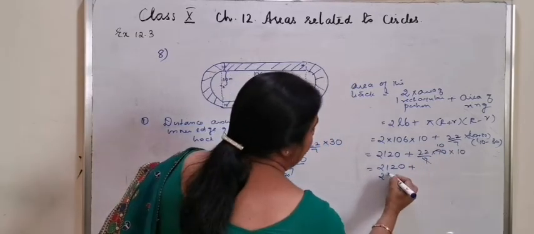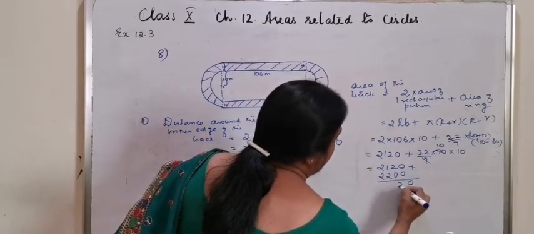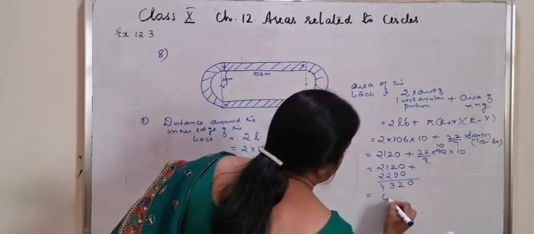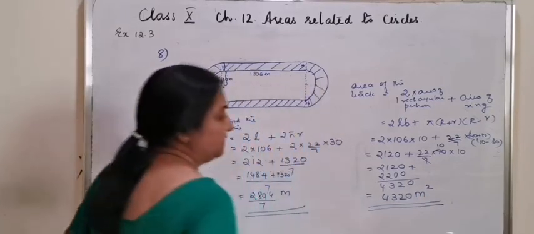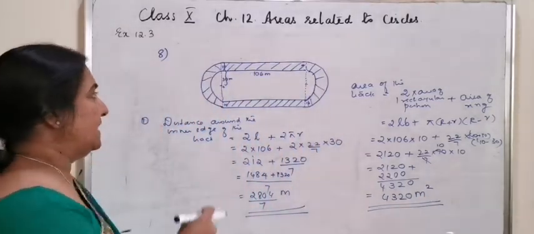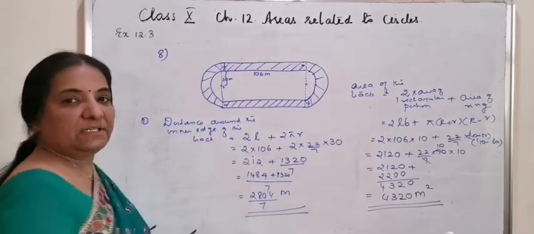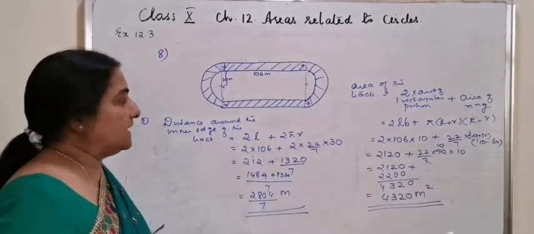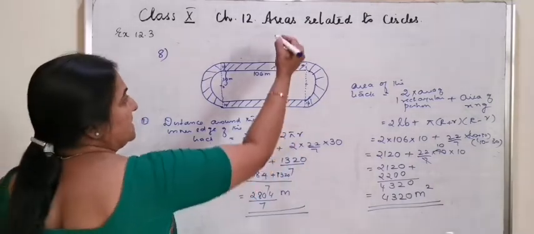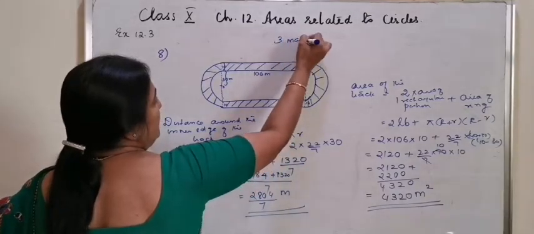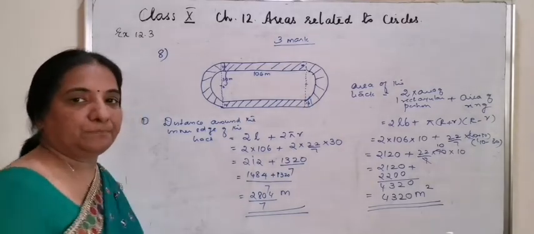2120 plus 2200, that is 4320 meter square. So the first part is to find the perimeter of the inner edge, and the second part is to find the area of the track. This can be asked as a 3-mark question for the exam.